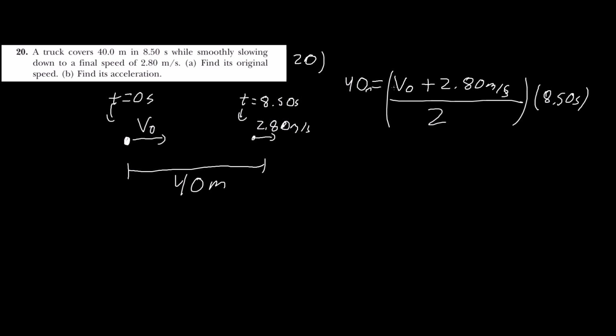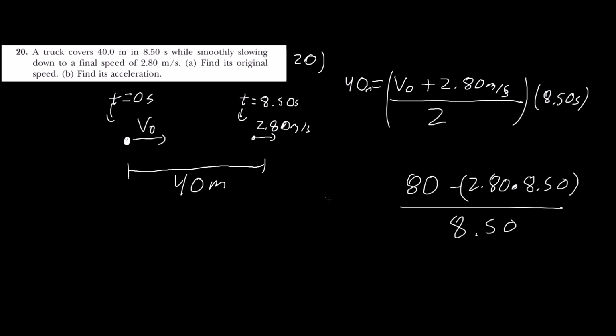And so all you have to do is multiply by 2 on both sides, minus 2.80 times 8.50, divided by 8.50. I'm just doing this in my head here, and there we go. So you take 2 times the 40, minus that thing, and then divide by that thing again, and then we're done. So you can just get your TI-84 calculator like I'm about to do. So 80 minus 2.80 times 8.50, all that divided by 8.50.